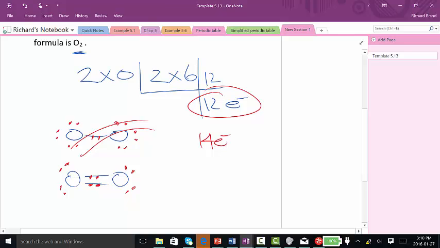How many dots do I have down here? 2, 4, 6, 8, 10, 12. I've got 12 valence electrons in my structure. I had 12 valence electrons to distribute. This is a happy Lewis electron dot diagram.